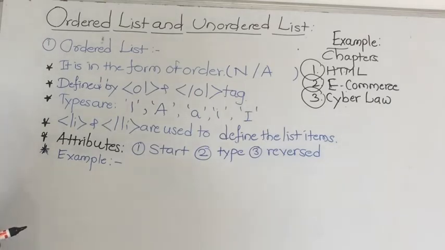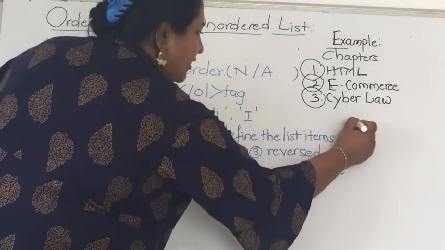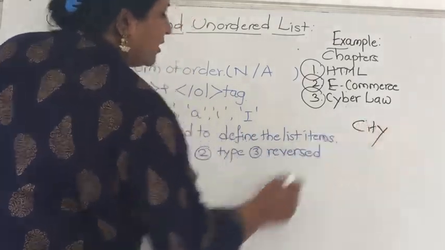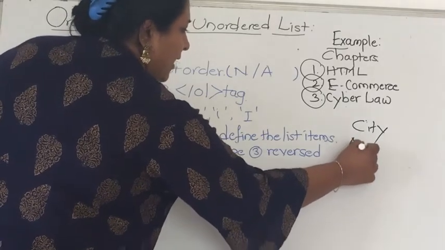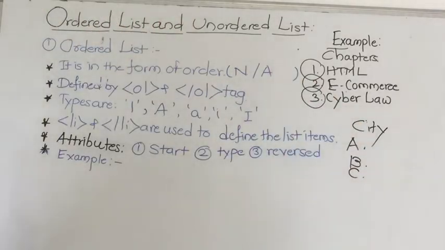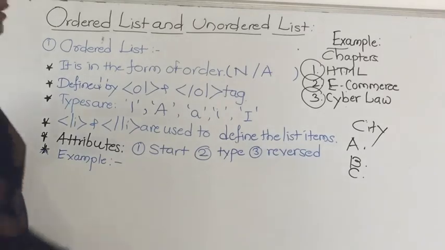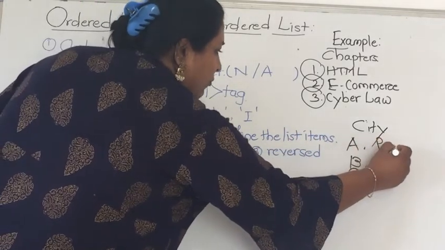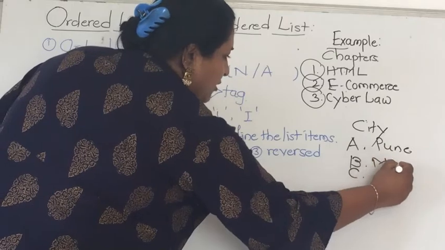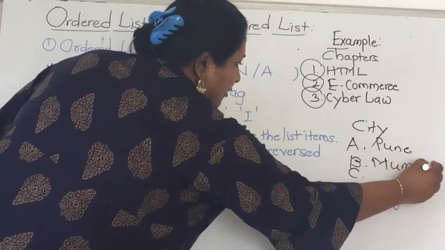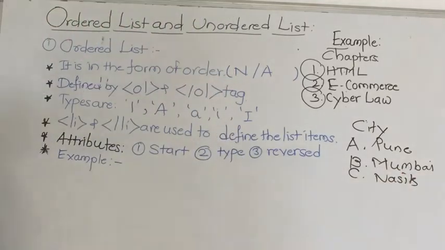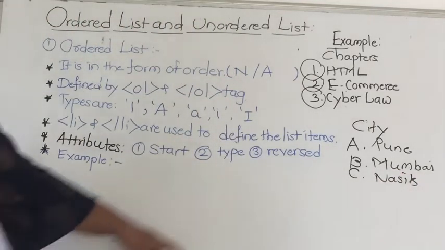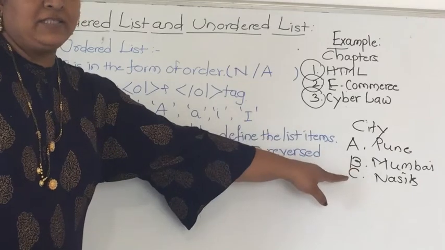Another example: suppose you want to write city names. Suppose the cities are listed in the form of A, B and C. Suppose for A, I have written Pune, for B, I have written Mumbai, and for C, I have written Nashik. So this is called a list of cities which is defined by A, B and C.